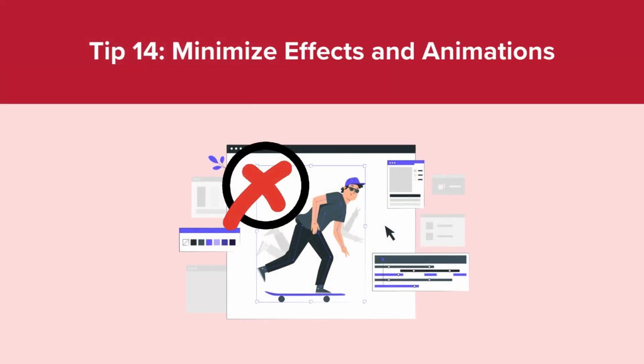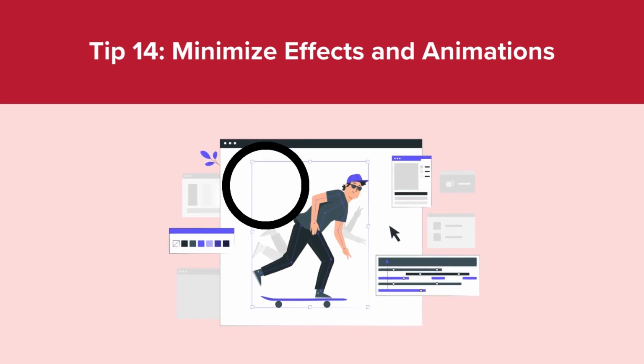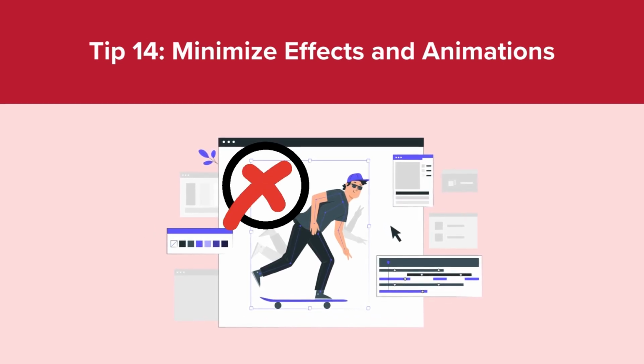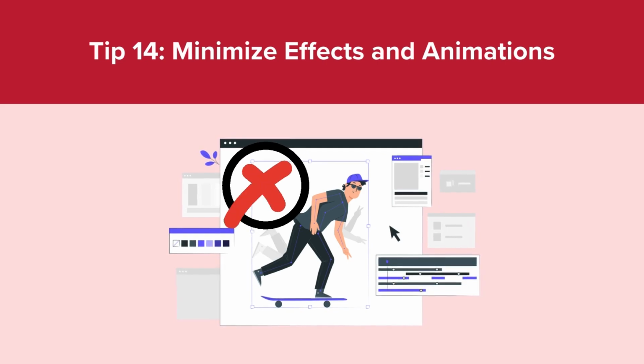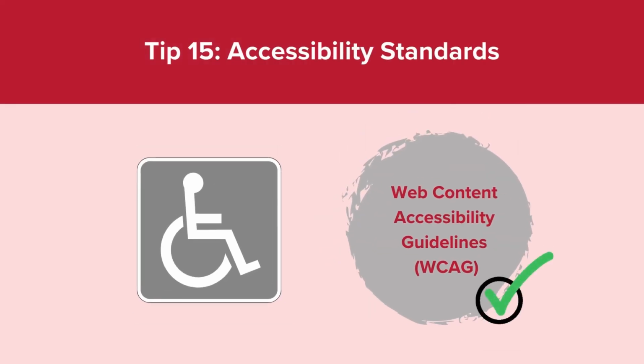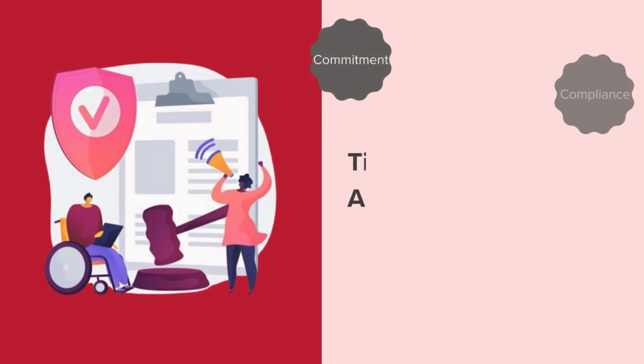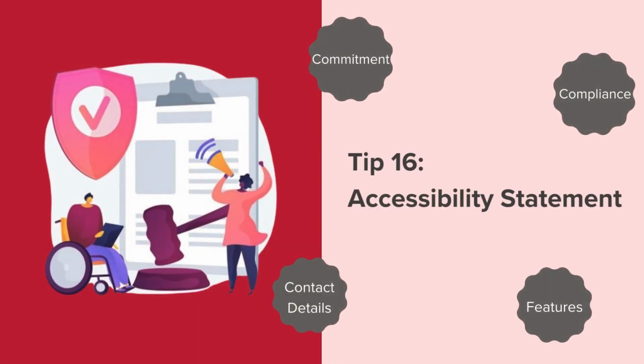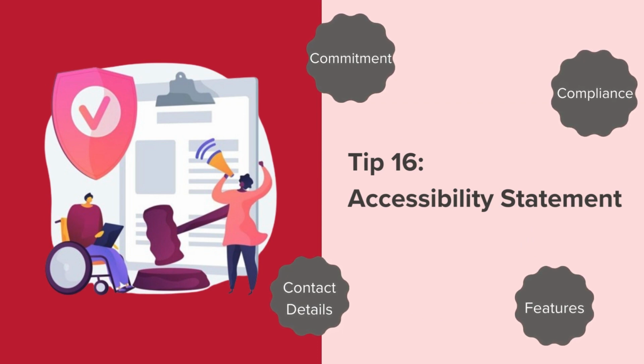Tip number 14. Minimize the use of effects and animations for a distraction-free experience. Consider those with attention disorders and motion sensitivity. Tip number 15. Ensure your website complies with web accessibility standards such as WCAG. Legal compliance helps in reducing the risk of lawsuits. Tip number 16. You must include an accessibility statement. Declare your commitment, compliance, contact details, and features that will enhance the accessibility.